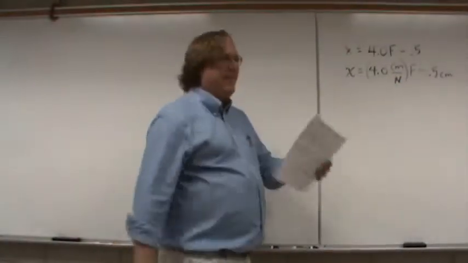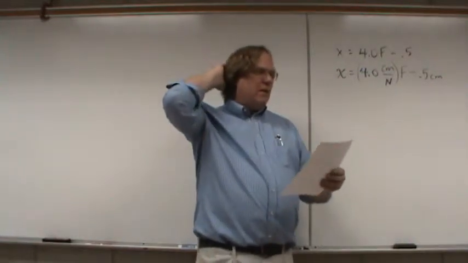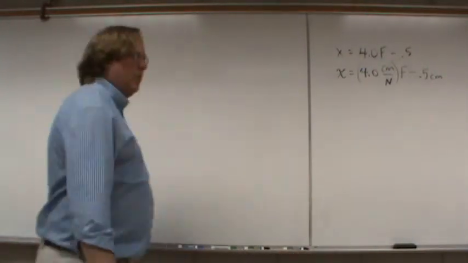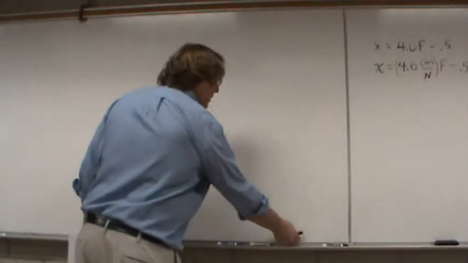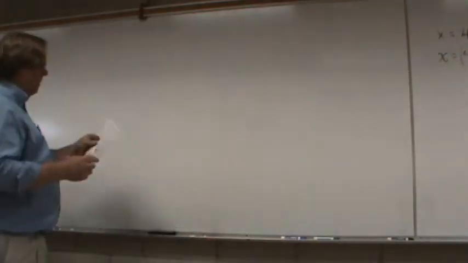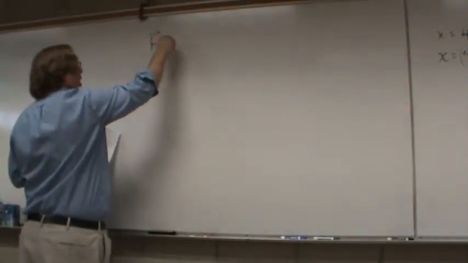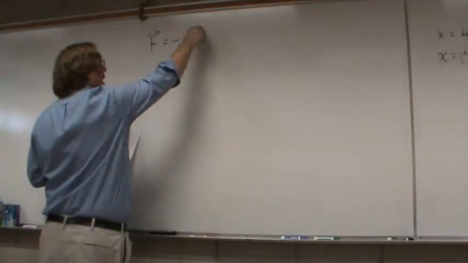Okay. So you guys got your little note thingies, and we're going to learn about Hooke's law. This guy named Robert Hooke, a contemporary of Isaac Newton's, discovered what's true about springs. So we've got Hooke's law, which is F equals negative kx.